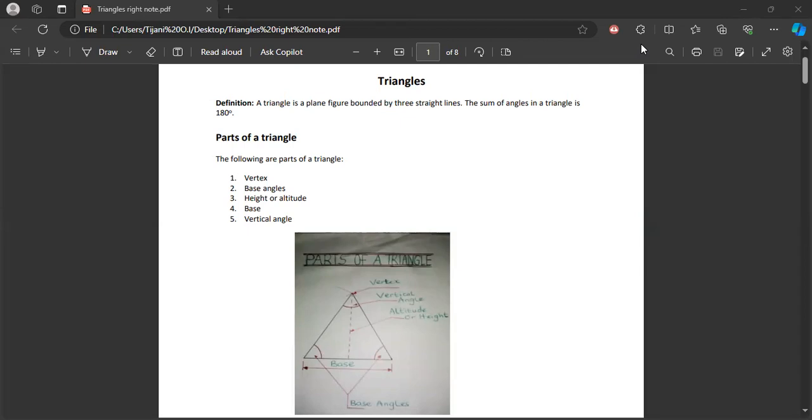And this has to do with triangles. So we'll be looking at some things that are very important about triangles. Okay, so let's start.